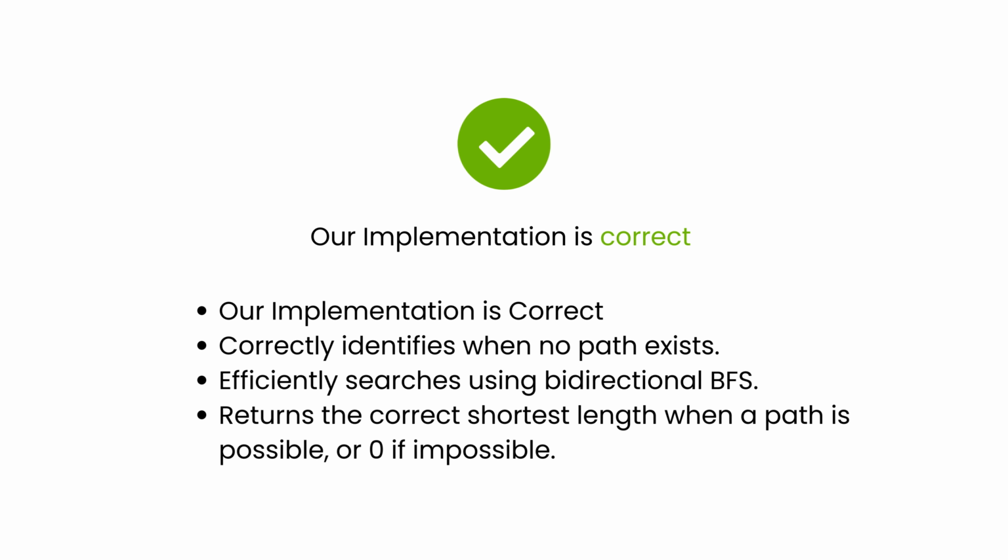It successfully identifies when a word ladder is impossible: efficient, accurate, and reliable. Our implementation is correct. It correctly identifies when no path exists. It efficiently searches using bidirectional BFS. It returns the correct shortest length when a path is possible, or 0 if impossible.